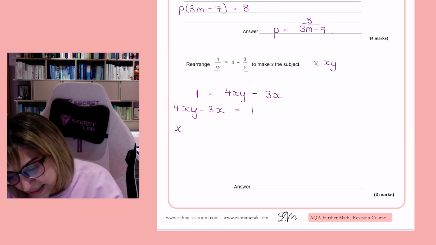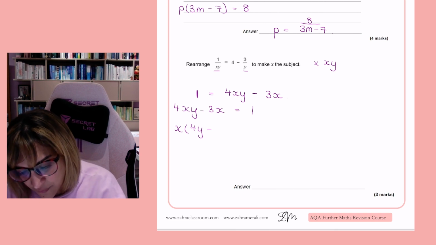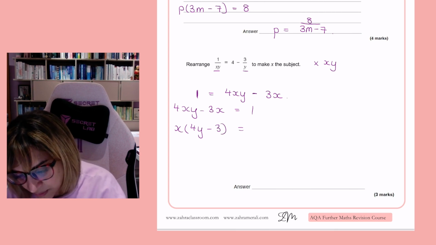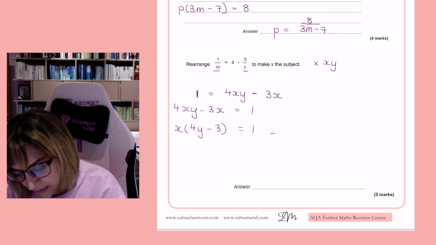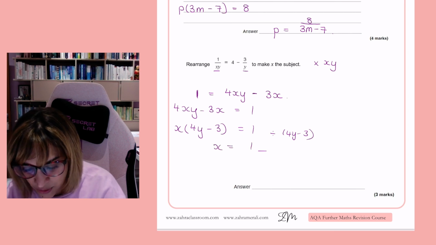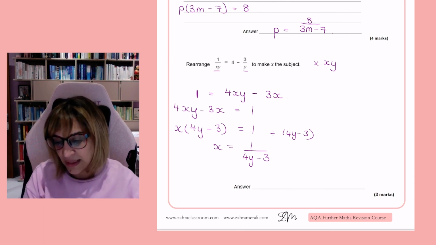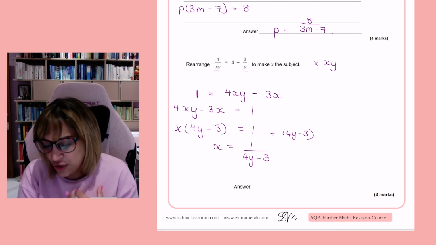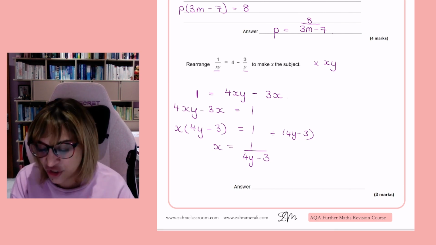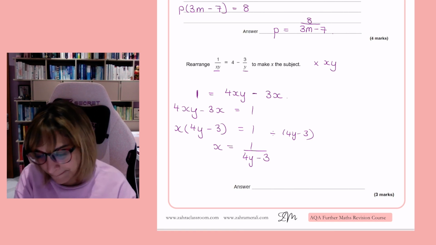It doesn't matter as long as you swap it all. I'm going to take x outside, outside the bracket even. So we get 4y minus 3 equals 1. So now we're going to divide by 4y minus 3, leaving us with x equals 1 over 4y minus 3. Again, you might have done it a slightly different way. It looks slightly different. As long as the expression is the same, you're okay. You've got it correct.